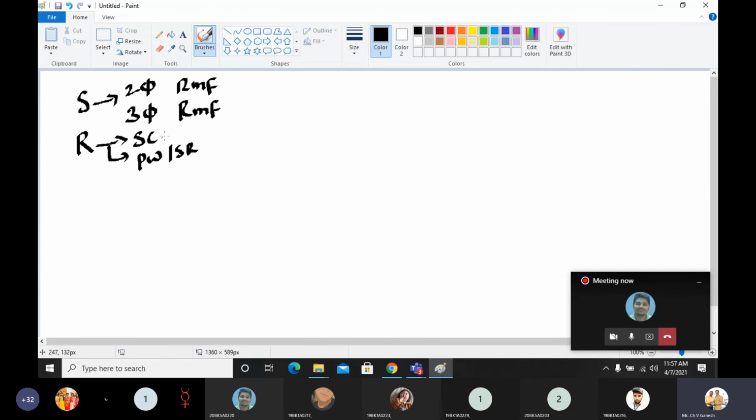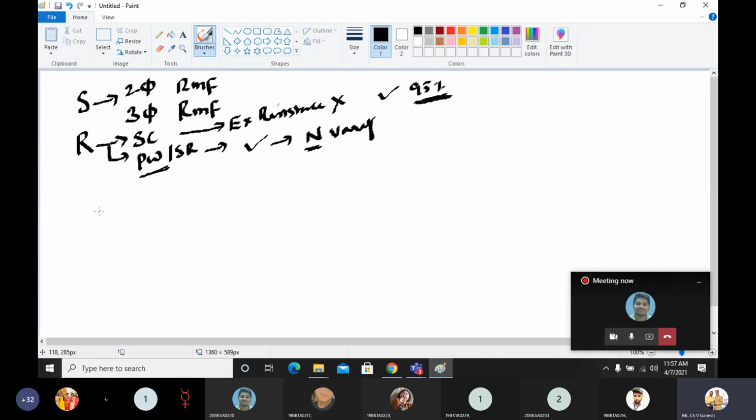In squirrel cage, there is no possibility of adding external resistance. In phase wound, we have a possibility of external resistance. If we add the external resistance, we can vary the speed of the motor. Next, what is the main advantage of these two? Squirrel cage, about 95%, we are using in industries, squirrel cage type only, because it has more advantages compared to the phase wound.